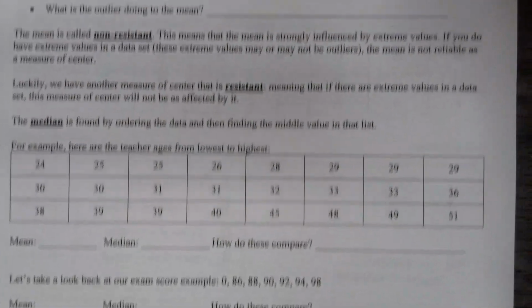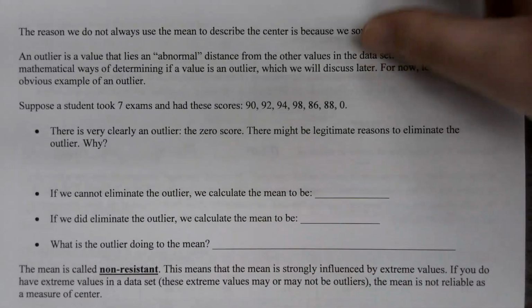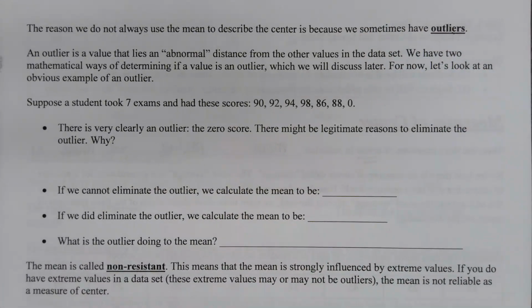Sometimes we don't always use a mean to describe the center. The reason is that sometimes we have outliers. An outlier lies way outside the normal distance of the other values, something way too high or way too low. Usually you have two mathematical ways of determining if a value is an outlier, which we'll discuss later on. For now, we're just going to look at an example of an obvious outlier.